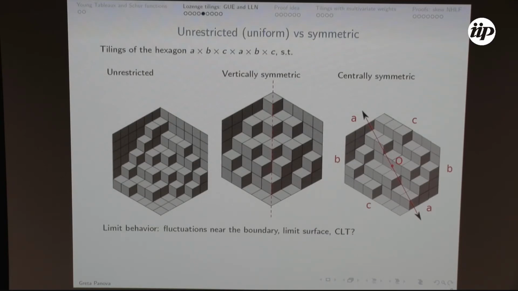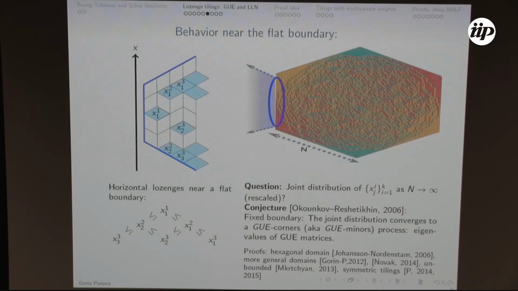One can ask the same type of questions. What are the fluctuations near the boundary? Is there a limit surface or a law of large numbers for this entire configuration? What about a central limit theorem? If you zoom in, how do things behave? And so on. Near the boundary, as I already mentioned, we have this Gaussian unitary ensemble distribution for the eigenvalues. How does the correspondence go?